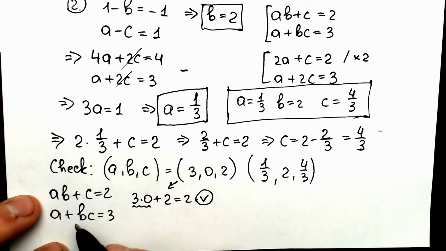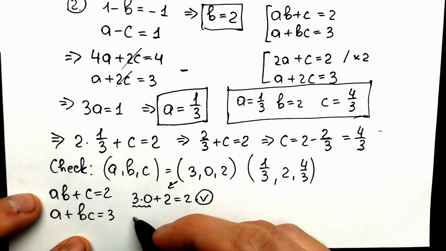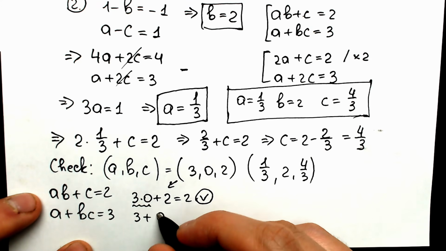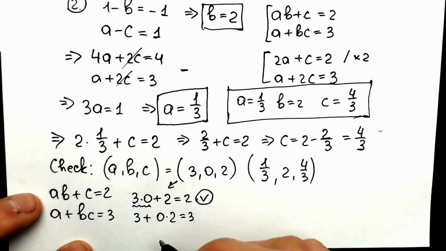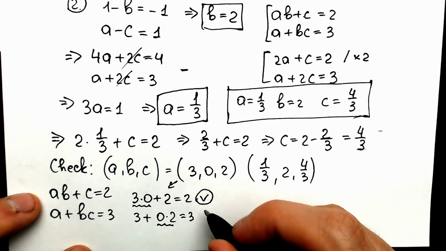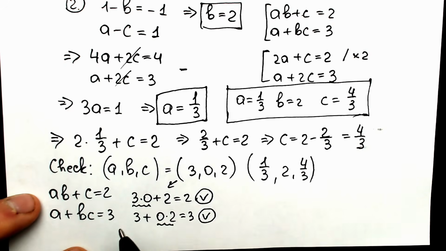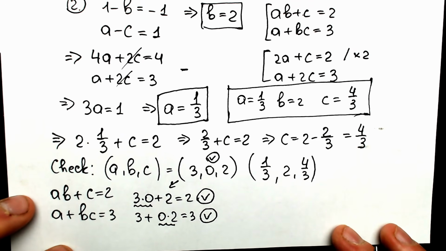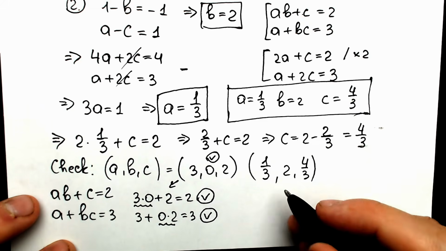And second one, a plus bc equal to 3. So 3 plus bc, 0 times 2, is equal to 3. This is also really good because right here we have 0, 3 plus 0 equal to 3. So first pair works good, 3, 0, and 2. And second pair, let's check it.